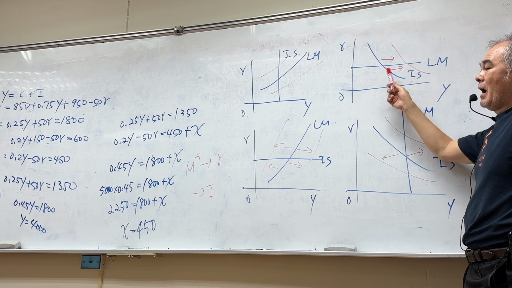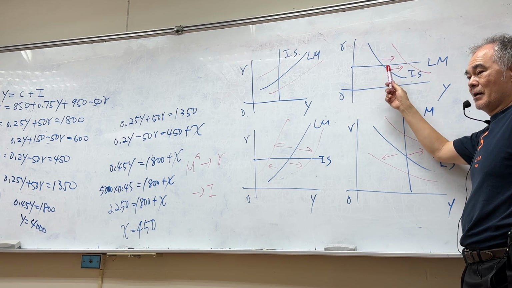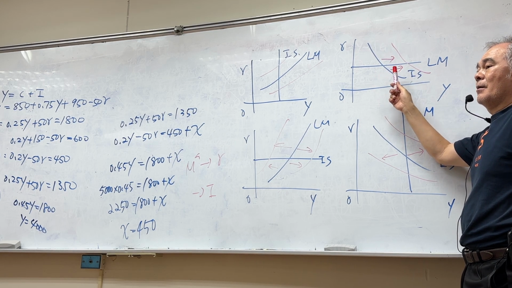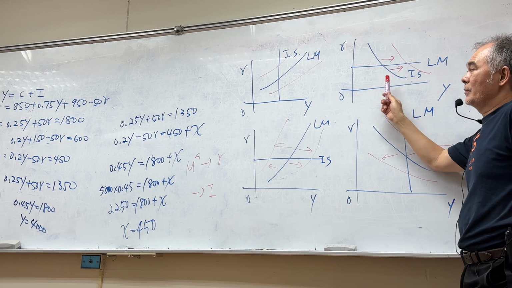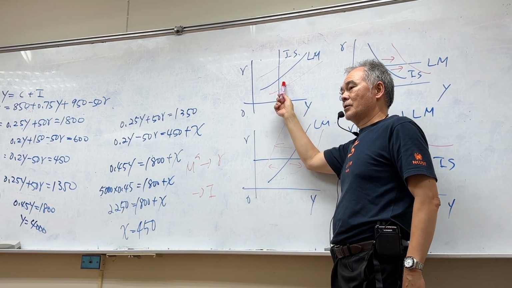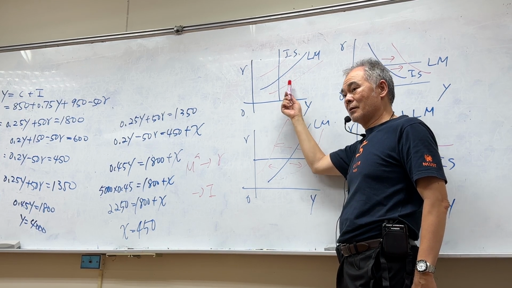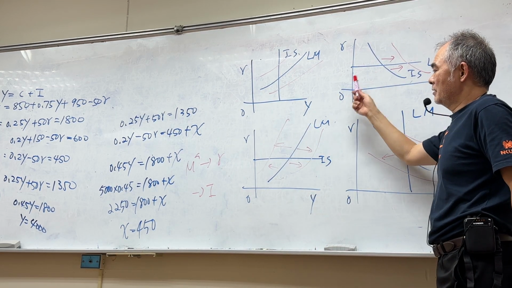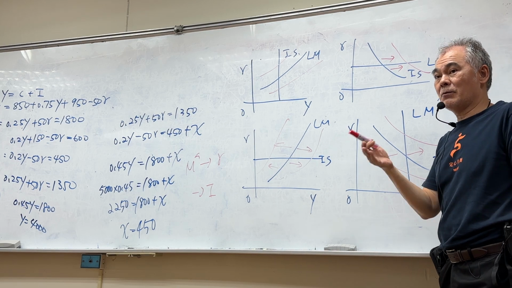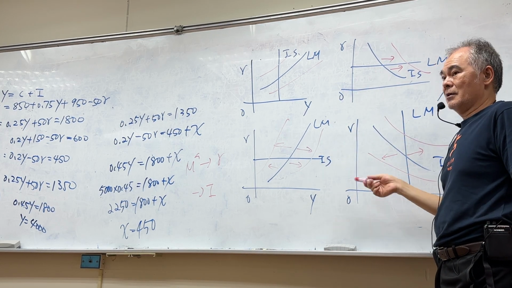So the higher the elasticity of money demand to interest rate, the more monetary policy does not work. If investment is not responsive to interest rate, monetary policy does not work either. And so this is the opposite case. So if I were you, I'll just remember these two cases, and these two are the opposite.